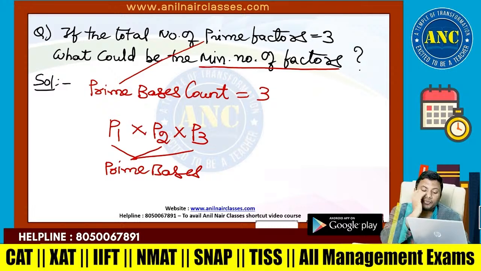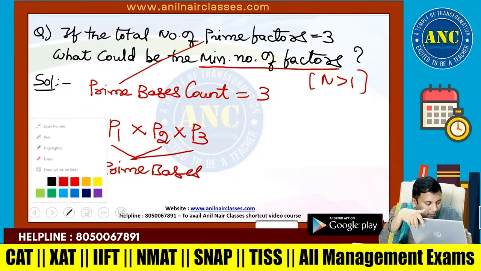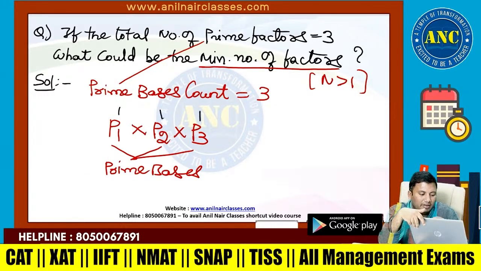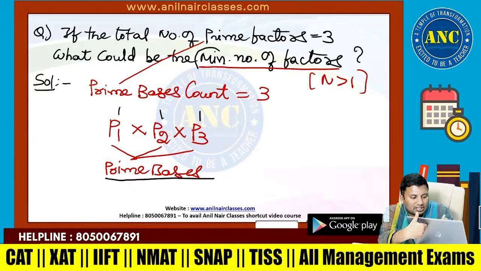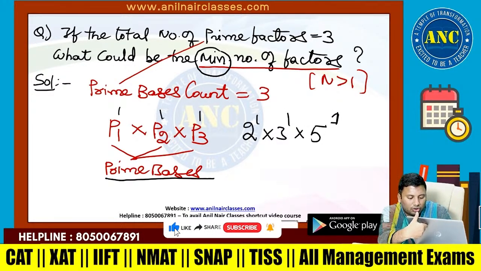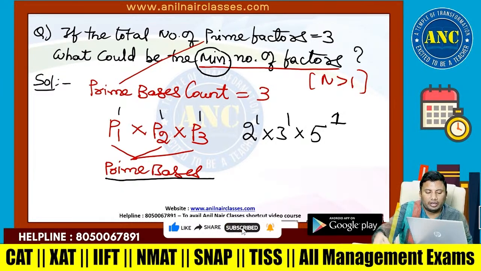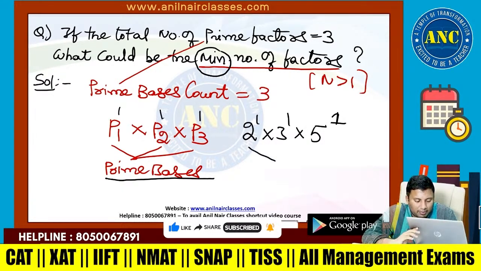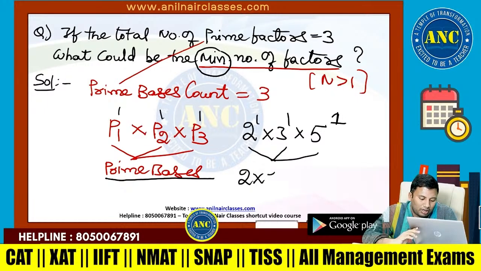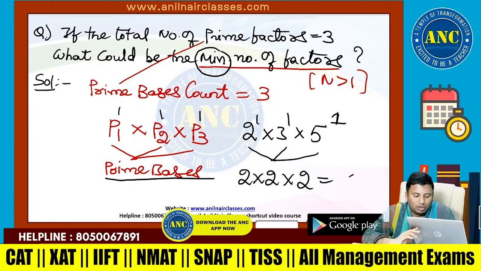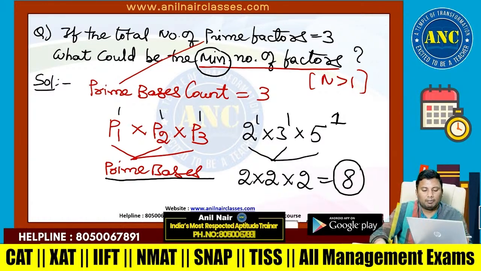What could be the minimum number of factors for a number greater than 1? Because it is a minimum number of factors, power can be given as 1, 1, 1. Because these are 3 different prime bases and it is the minimum number, give the minimum number to it: 2 into 3 into 5. What will be the number of factors for this number? 0 to 1, 2, 0 to 1, 2, 0 to 1, 2. Minimum number of factors for this number could be 8.